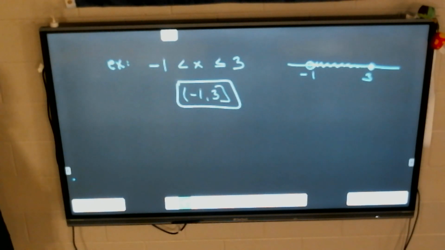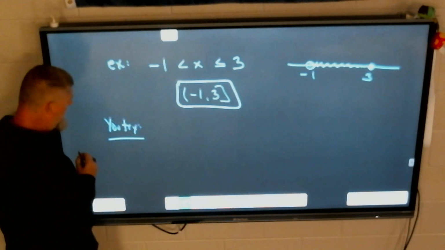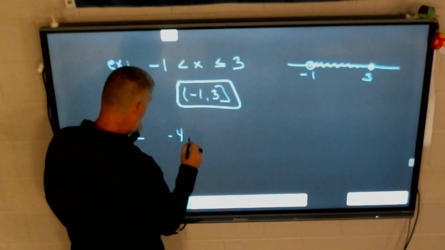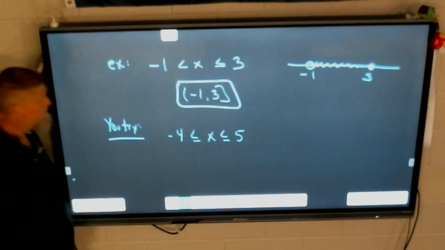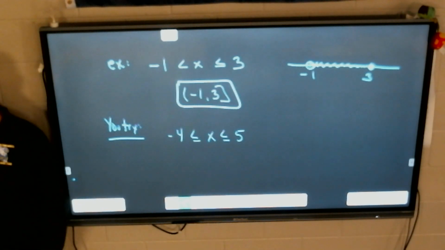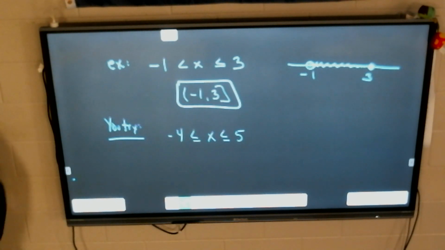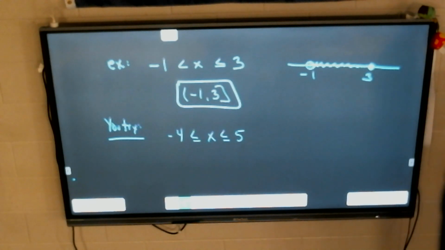All right. Here's one for you to try. You try this one. Give that one a try. You don't necessarily have to do the graph, but give me the interval notation. If the graph helps you, use it.